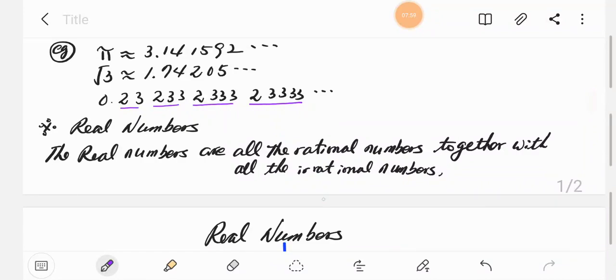Real numbers are all the rational numbers together with all the irrational numbers. Make sense? So the number line, do you remember the number line? This number line is also called the real number line, right? All the points on this number line are either rational or irrational numbers. When you put all this together, it forms a straight line, the real number line. Okay.